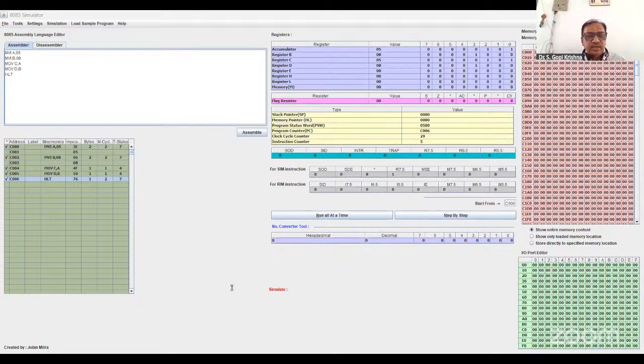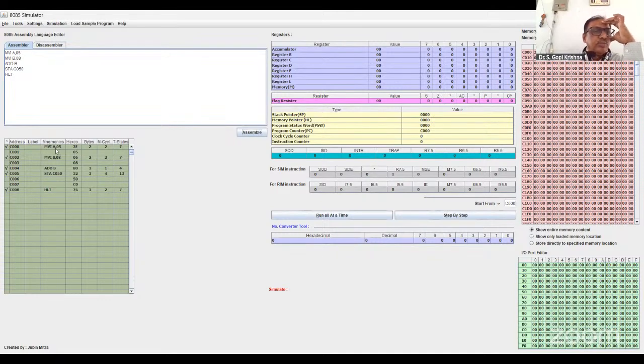So let us see one example for this. Move immediate, then I will say here ADD B. So here both the contents are added. Then I will store this at the C050 address location, and then I'll say HLT. So let us assemble this program, and let us discuss it again in detail.